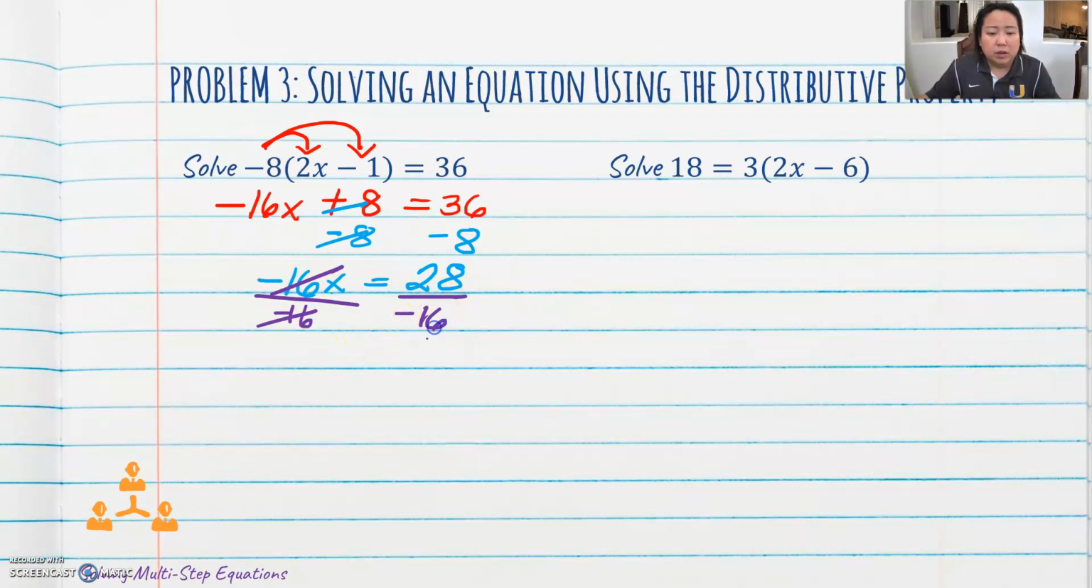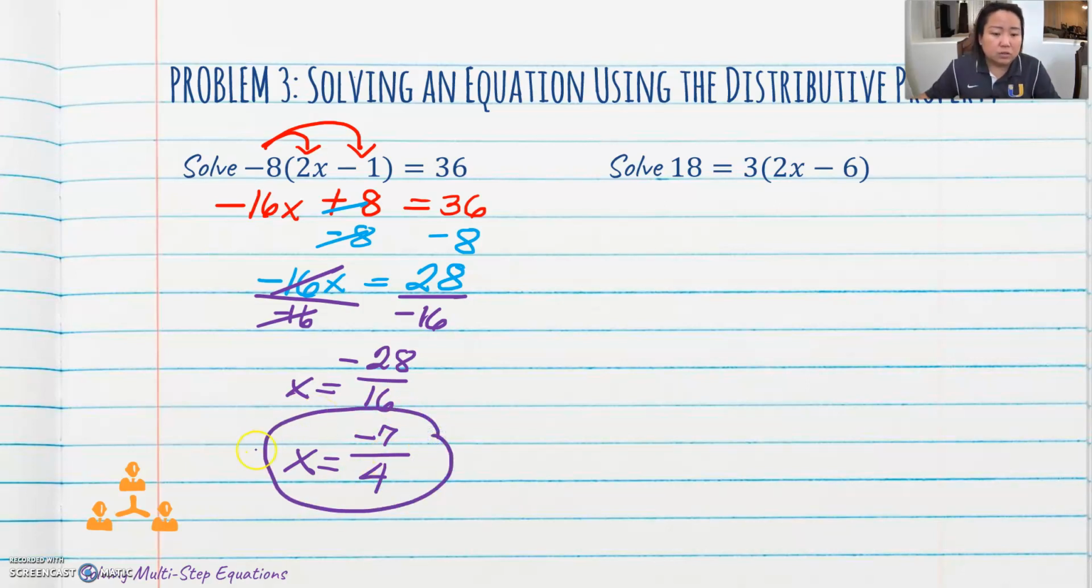You divide also by negative 16. So in this case, our x is going to be negative 28 over 16. But like I said, whenever you have fractions, you always have to simplify it. Now between 28 and 16, you have a common factor of 4. And so both of them, if you divide by 4, negative 28 will become negative 7. 16 will now become positive 4. So your value of x is equal to negative 7 over 4.